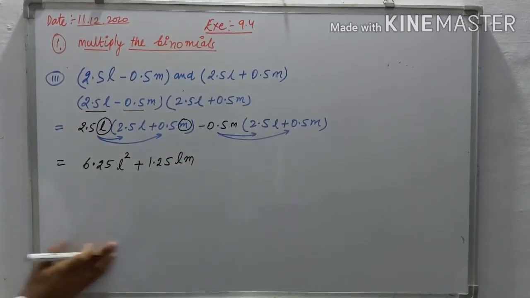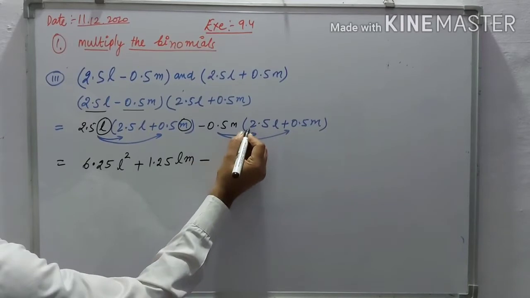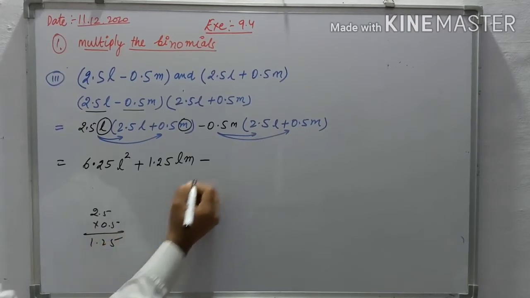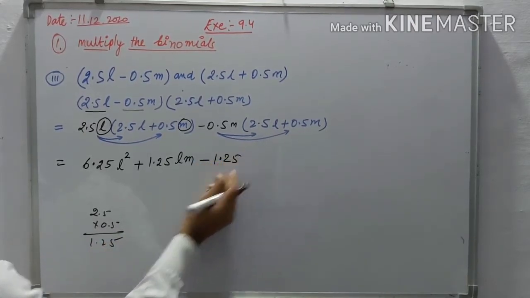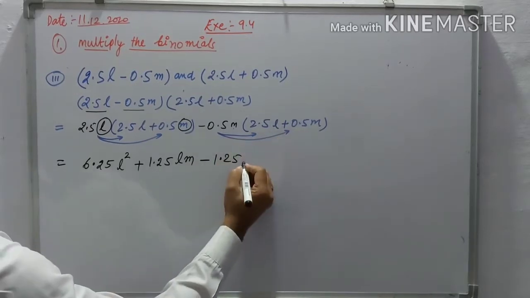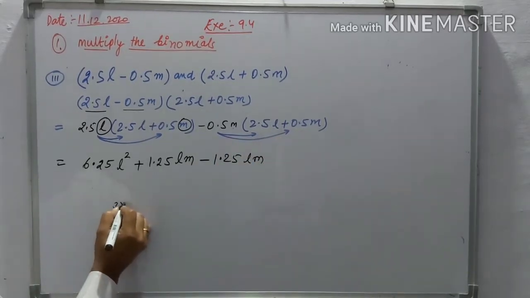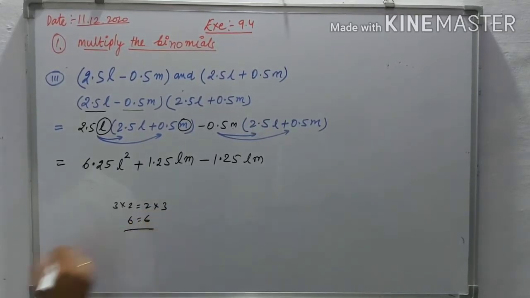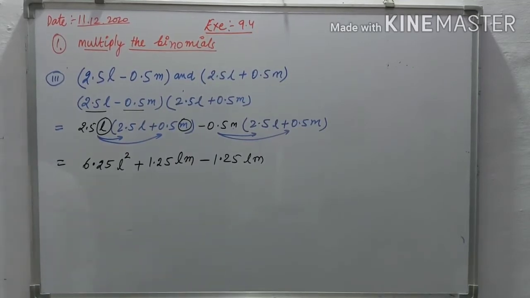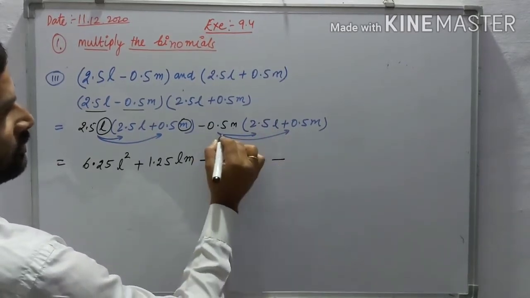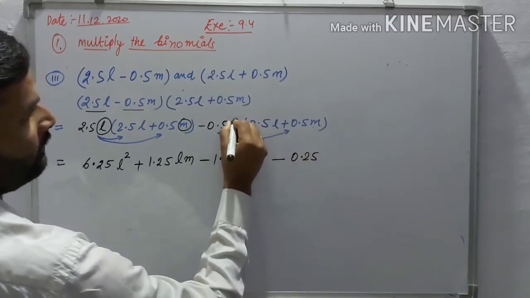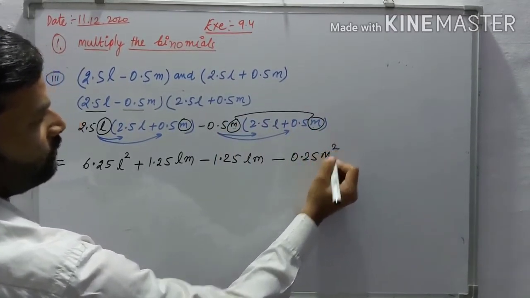Okay, next is minus again, 2.5 multiplied by 0.5 is 1.25. Okay, now ML, you write LM, because of the law of commutative, 3 into 2 and 2 into 3 are the same. LM and ML are the same value, and minus times minus, 0.5 times 0.5 is 0.25, M and M is M square.